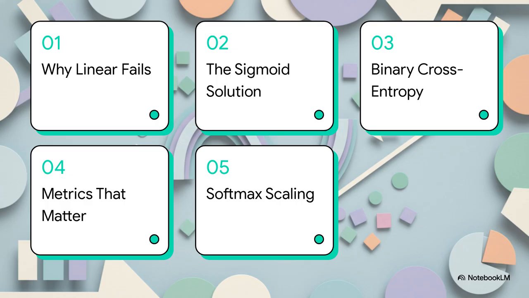Here's our roadmap for the explainer. First, we'll look at why linear regression fails us. Second, we'll introduce the sigmoid solution. Third, we'll tackle binary cross-entropy. Fourth, we'll look at the metrics that matter. And finally, we'll cover scaling up with softmax.